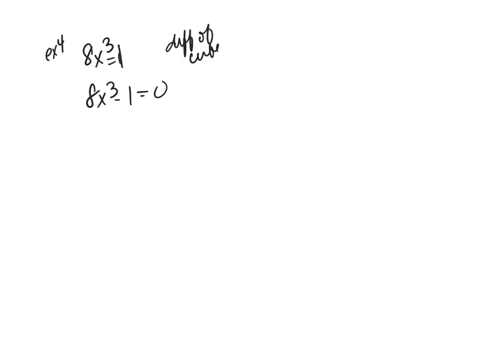Last example, example 4 is 8x cubed equals 1. And so we have 8x cubed minus 1 equals 0. And this is a difference of cubes, which is a cubed minus b cubed equals a minus b times a squared plus ab plus b squared. This is always the same sign, the opposite sign, and then the positive. Same, opposite sign, positive sign. And the rest is all the same for both the sum and the difference.